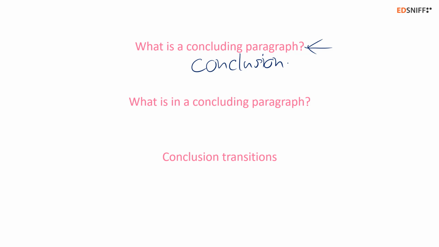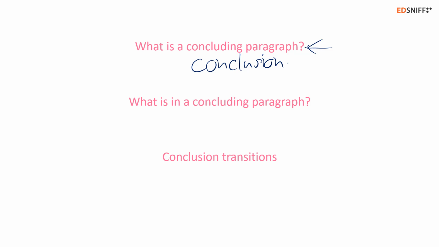is a paragraph that follows from the body paragraphs of the essay. It brings the essay to a proper close. So basically, a concluding paragraph gives a summary of the whole essay, and it will not raise any new points, which means that anything you write in the concluding paragraph or the conclusion has to be related to the body of your essay or the thesis statement in the introduction.